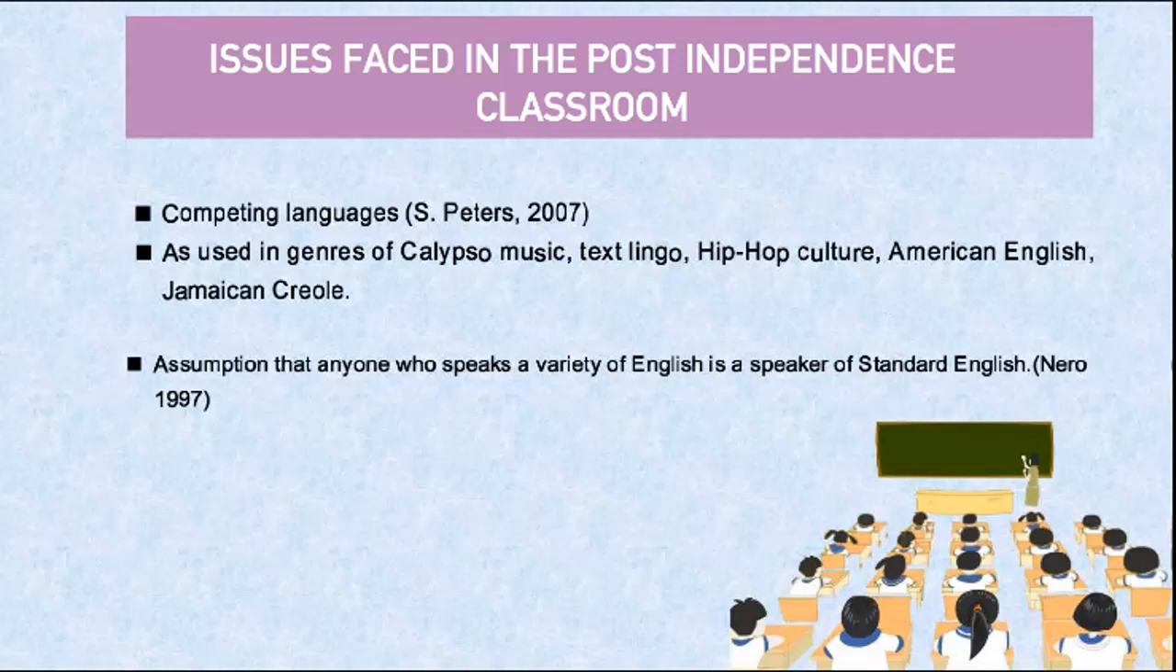Consequently, teachers in 21st century classrooms continue to be challenged by students' variety of English, which they must overcome in order to develop proficient users of Standard English.